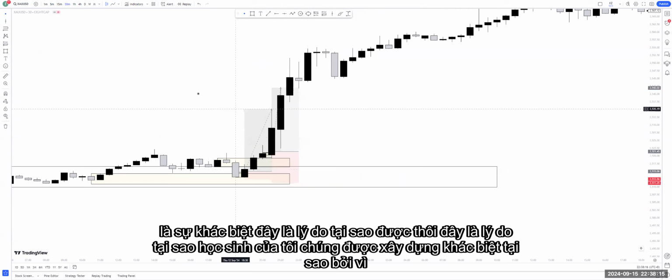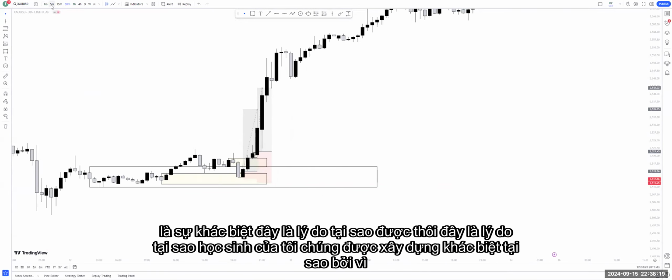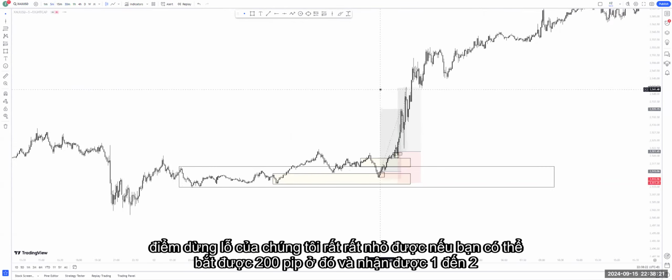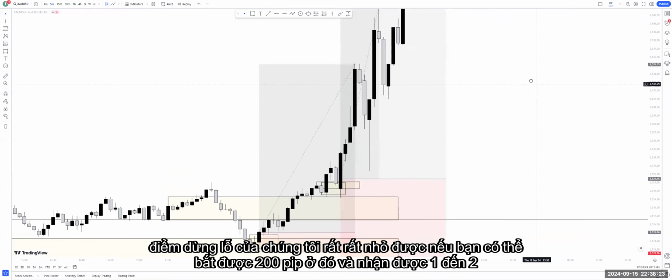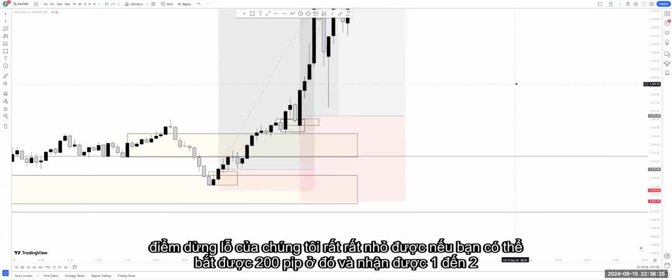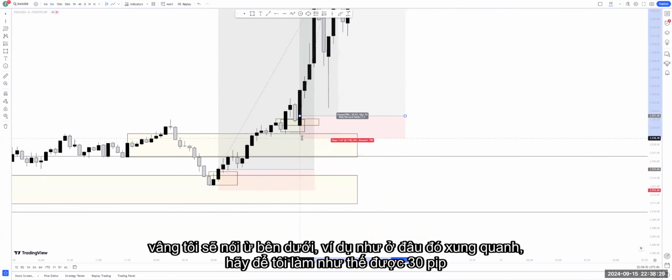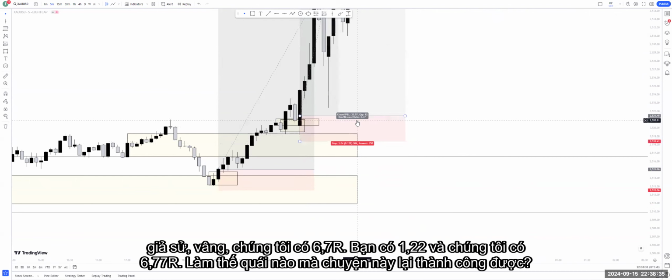This is why my students are built different. Why? Because our stop loss is very, very small. If you can catch 200 pips over there and get 1 to 2, yeah, I would say below the EG, somewhere around here. Let's make it like 30 pips, let's say. Yeah, we got 6.7 R. You have 1 to 2 and we have 6.77 R.